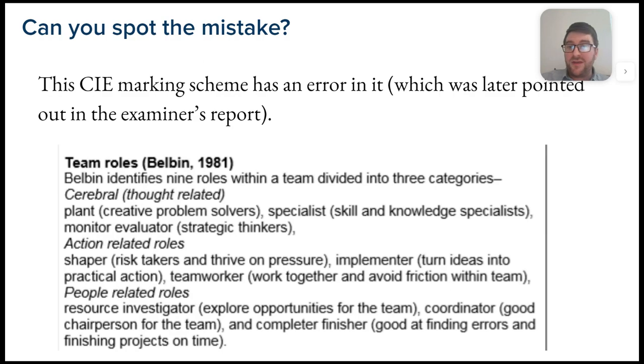And here is another Cambridge mark scheme on Belbin's 9 roles. There is a mistake. So I'd like you to pause the video and find it. And then unpause the video and I will point it out and let's see if you're correct. Okay, I hope you found the mistake. It is here. Team worker is under action-related roles and completer finisher is under people-related roles. They should be swapped. That's a mistake by Cambridge, which they later acknowledged. If you spotted that, well done.